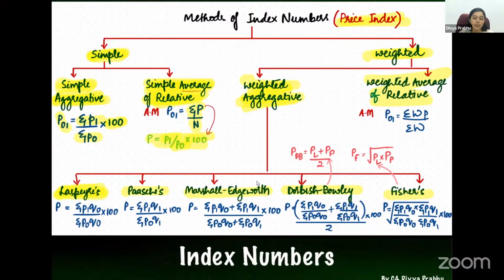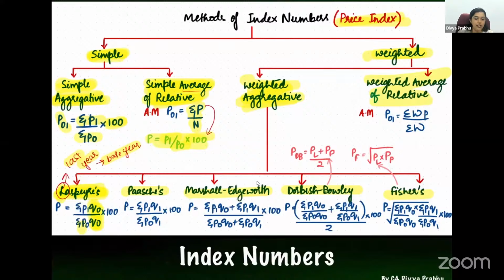So understand Laspeyres' formula. Laspeyres starts with L. L means last year, and last year means base year. So remember, the weights we are using are of the base year. Base year quantities are used as weights. I'll repeat: Laspeyres starts with L, L stands for last year, last year means base year, so base year quantities are used as weights.